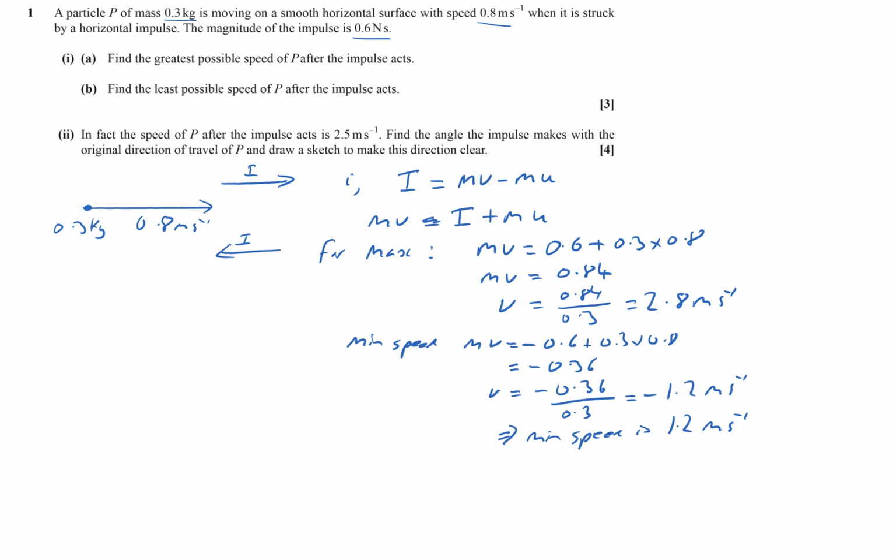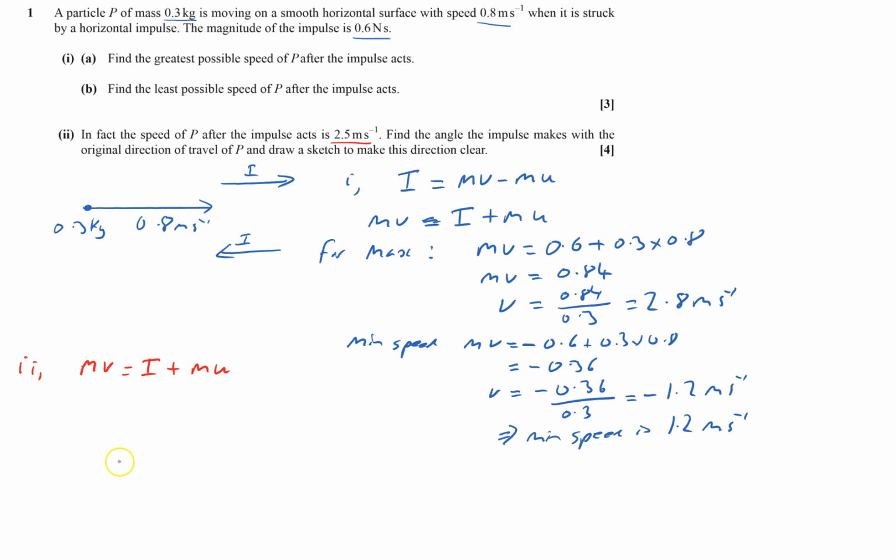Instead, I'll do this next bit in red. After the impulse, the speed of P is 2.5, and so we're going to get here, hopefully we can squeeze it in here. I'm still going to be using the formula, I'm going to be using an impulse momentum triangle: mv equals I plus mu.